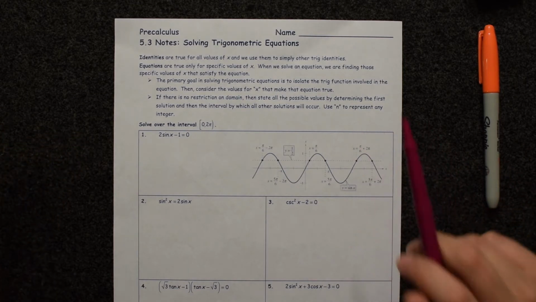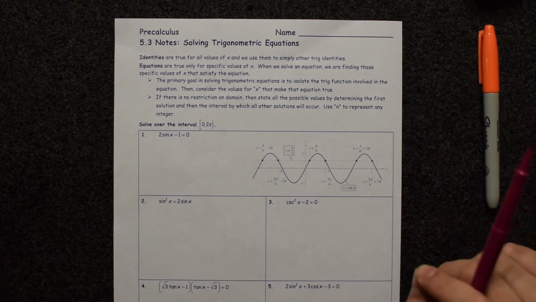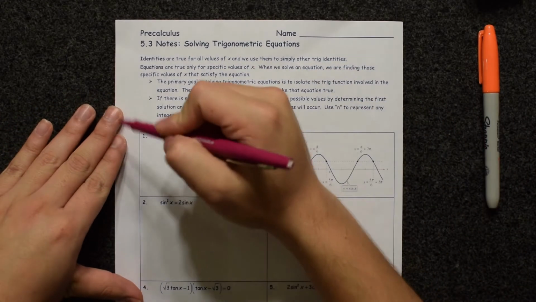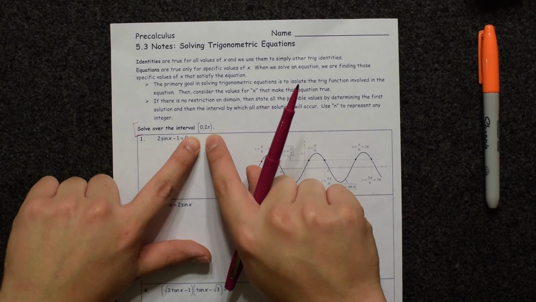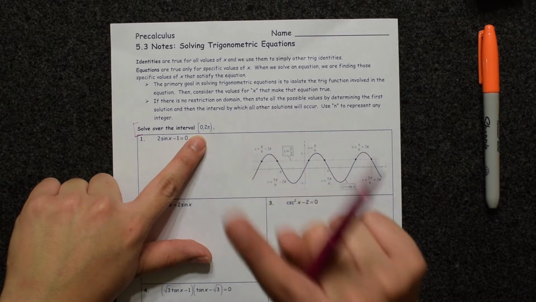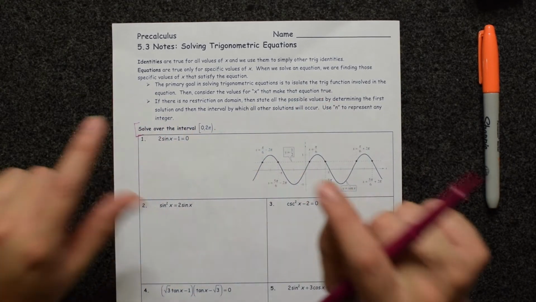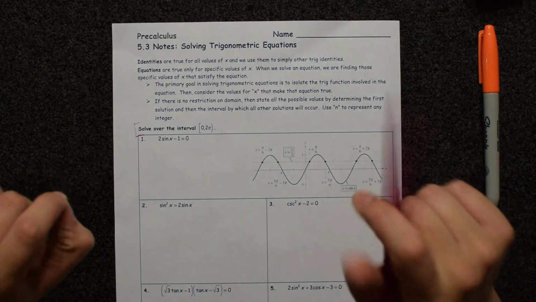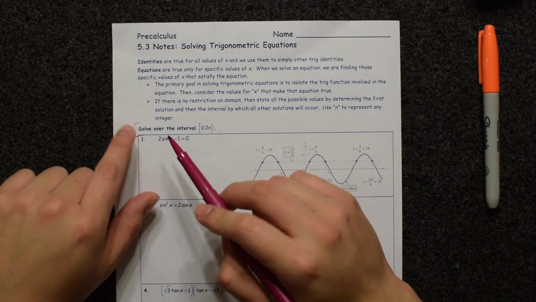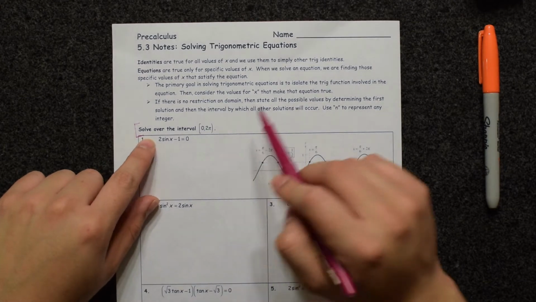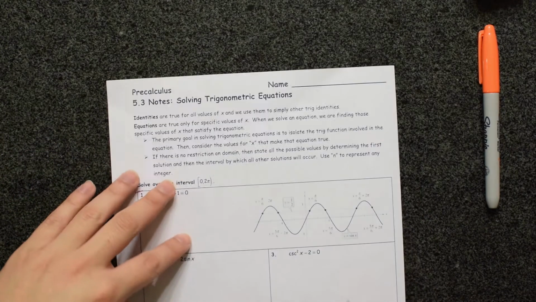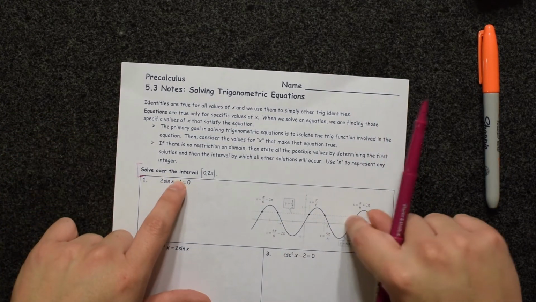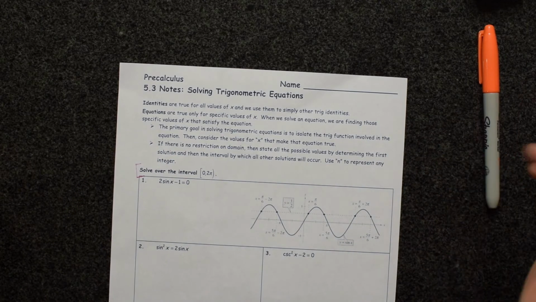Now, there's a few key things that you want to pay attention to when you're doing this. Number one is going to be the interval. So this gives us a very specific interval from 0 to 2 pi. And we're going to talk a little bit about what that means in just a second. But you have to pay attention to whether it says over the interval and it gives you a specific interval, or on the back it says for all real numbers. Let's start with over the interval, and then I'll get a little bit into what it means by all real numbers.